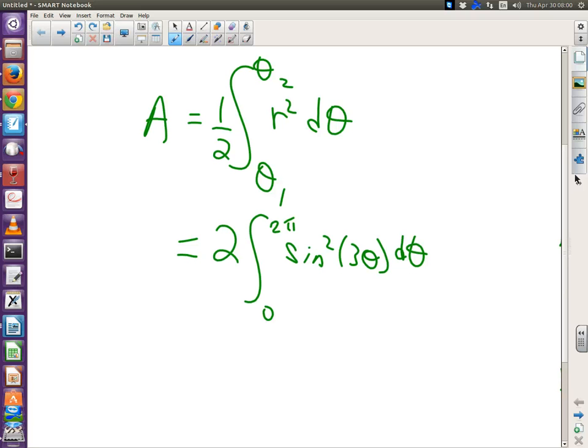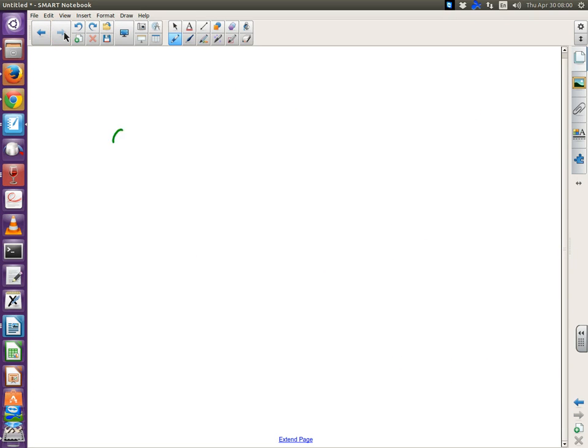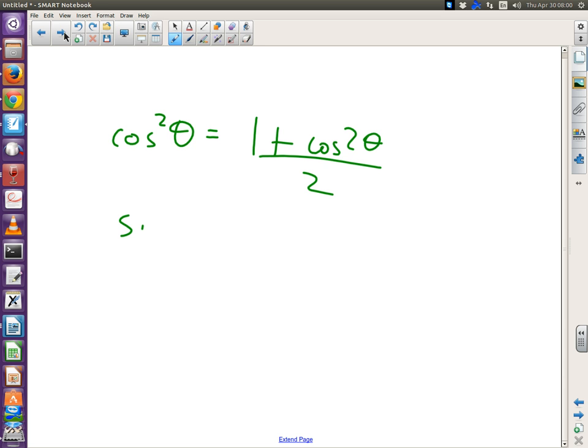Now remember, we have a trig identity to make sine squared easy to integrate. Do you remember your trig identities? This is not new. You got to know these. Cosine squared theta is 1 plus cosine 2 theta all over 2. And sine squared theta is 1 minus cosine 2 theta over 2. But we have sine squared of 3 theta, so 6 theta. Do you see what we're doing? So sine squared of 3 theta is going to be replaced with 1 minus cosine of 6 theta all over 2.